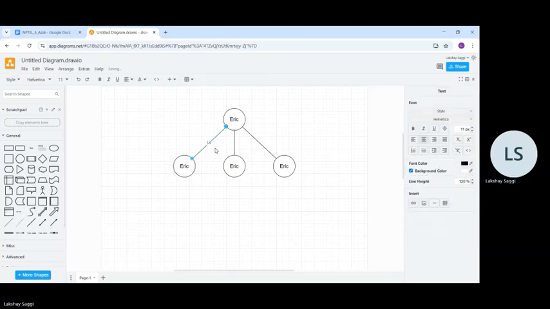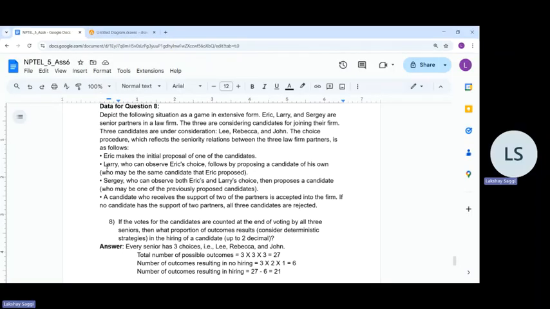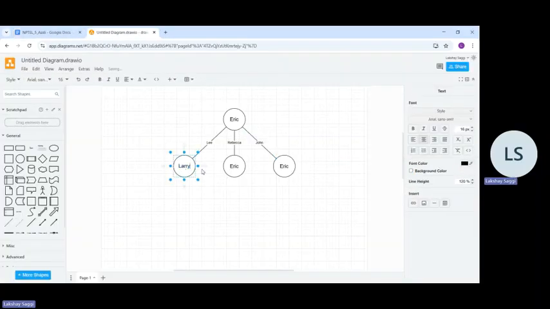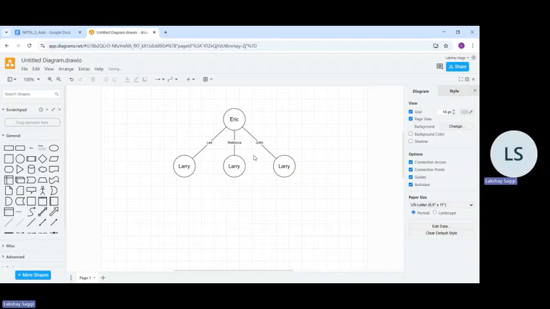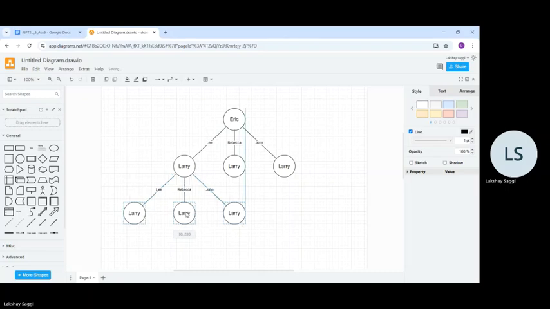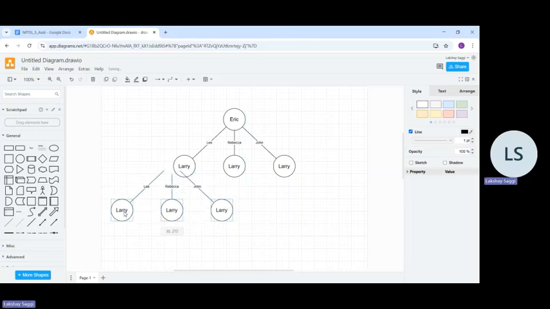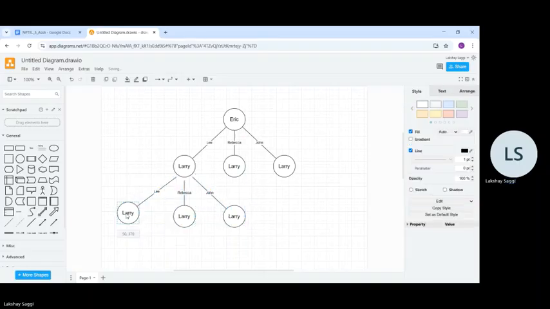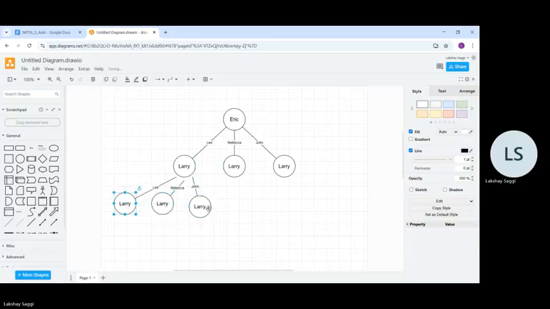Eric can vote for Lee, Rebecca, or John. And now the second player is essentially Larry. So it's not Eric, but Larry. So now Larry gets to play. In all these three cases, Larry has three choices each again, like Lee, Rebecca, and John. Maybe I'll copy all of this here, and put it a bit sideways so that it does not mess with the other thing. So Larry has three choices, Lee, Rebecca, and John.